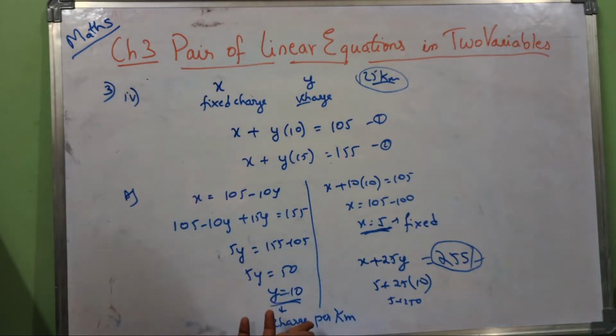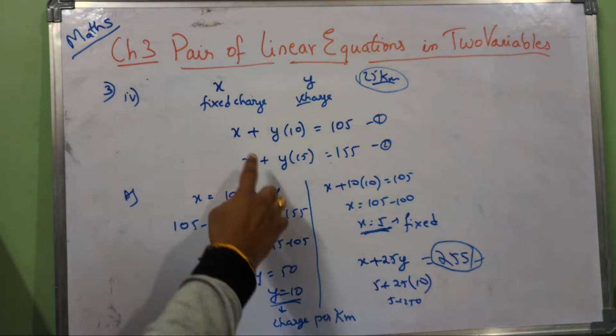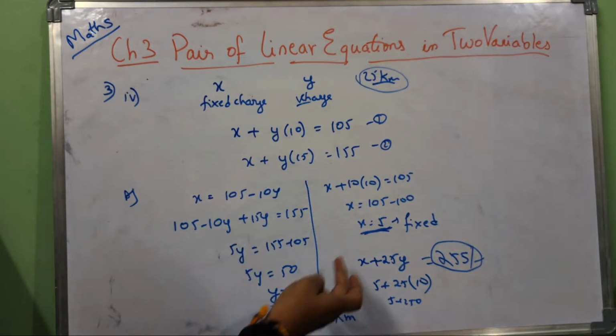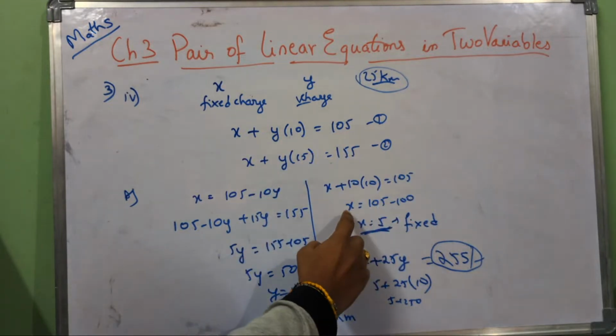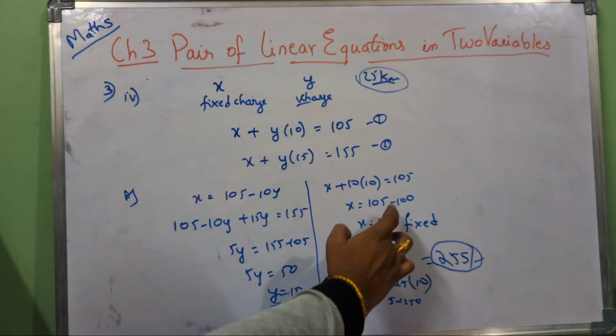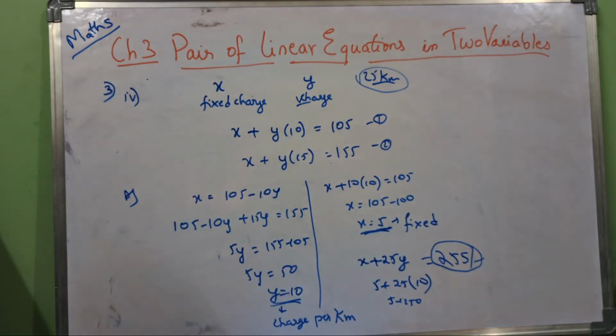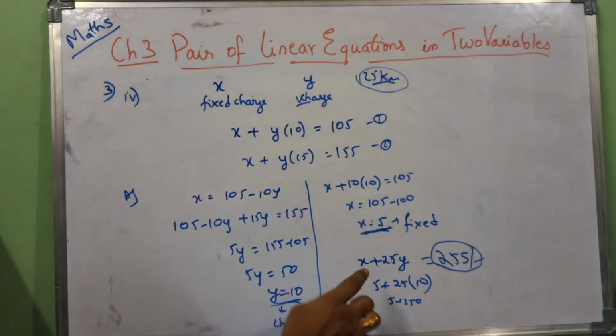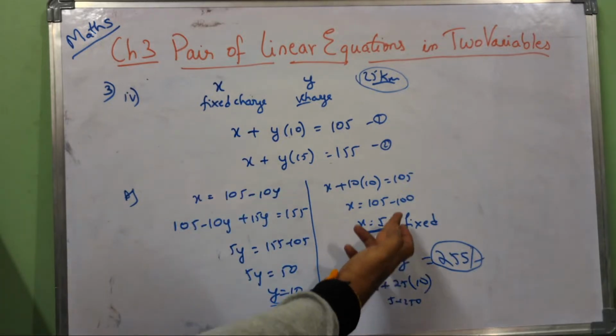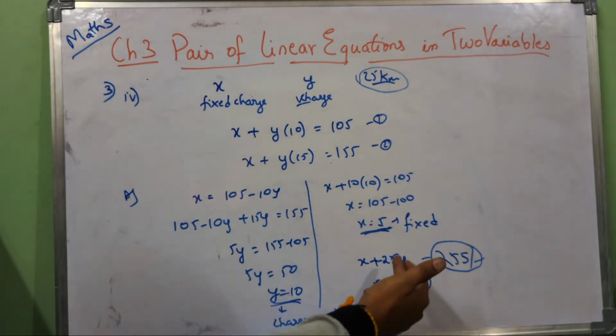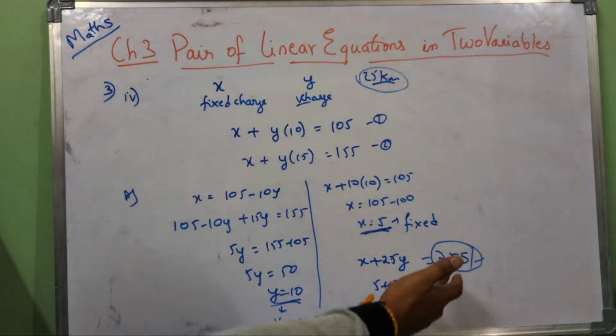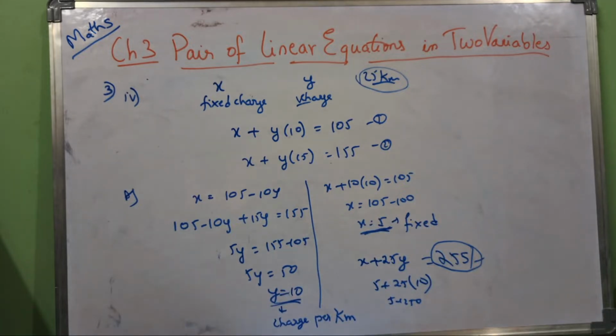Now substitute this value in the first equation again. Then x plus y into 10, so that is 10 into 10, equal to 105. So x becomes 105 minus 100. Then x becomes 5 rupees. So 5 rupees is the fixed charge, whereas 10 rupees is the charge per kilometer. They are also asking, for 25 kilometers what should be the charge? So just substitute again. x plus 25y they are asking. x is 5, y is 10. So 5 plus 25 into 10 is equal to 255. So the final answer: for 25 kilometers, he has to pay 255 rupees.